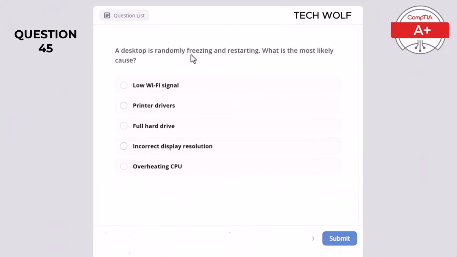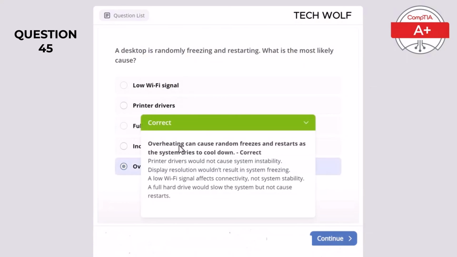A desktop is randomly freezing and restarting. What is the most likely cause? Low Wi-Fi signal, printer drivers, full hard drive, incorrect display resolution, or overheating CPU. The correct answer here is overheating CPU. Overheating can cause random freezes and restarts as the system tries to cool down.